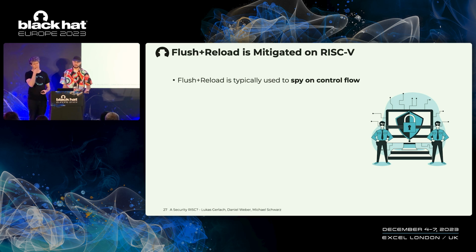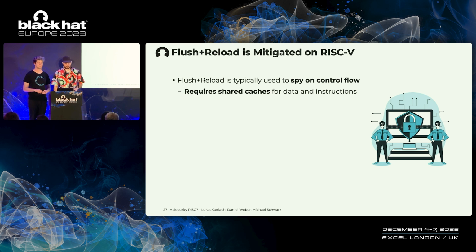So you have a victim that executes a branch that is secret dependent, and you want to infer the direction of the secret dependent branch. So you basically see which of the branches is cached, and then you find out which branch was basically executed by monitoring whether it was cached or not. And this requires shared caches for data and instructions, because when you perform this load, as Daniel illustrated before, this load basically hits both the data and the instruction cache.